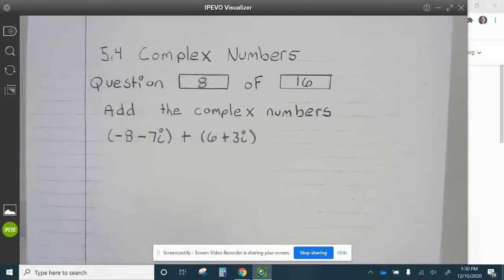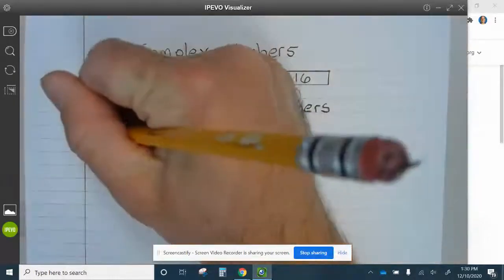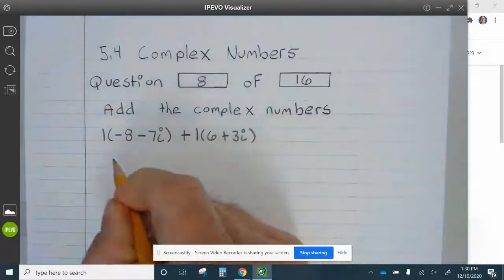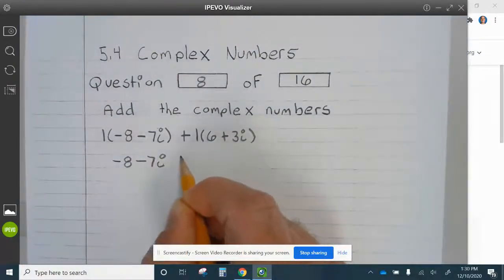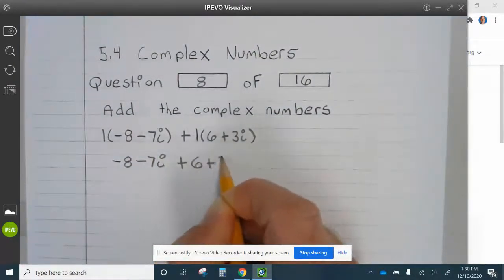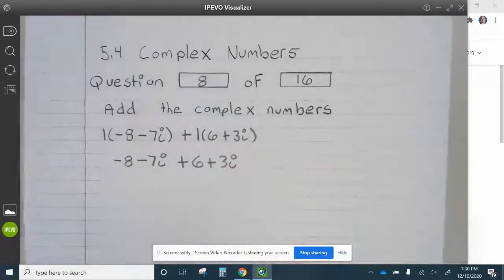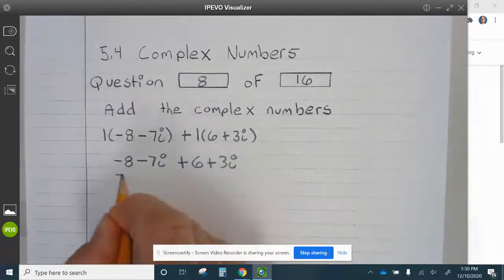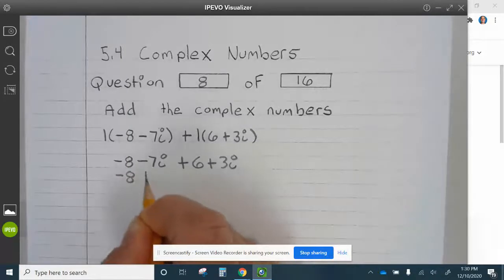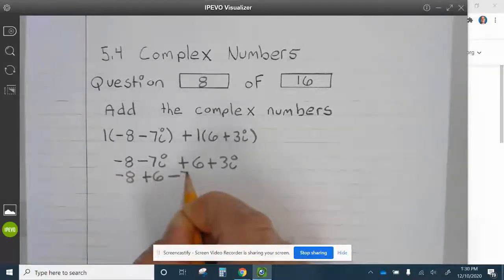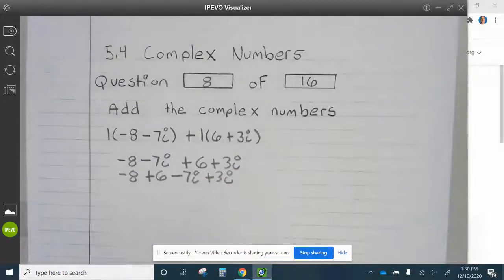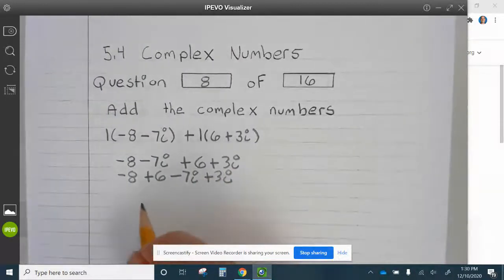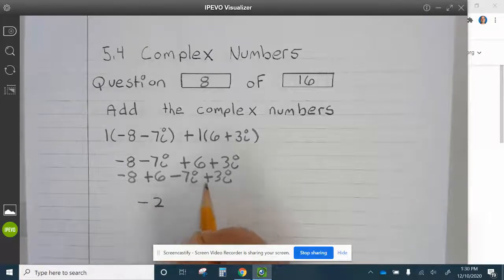Question 8 of 16. Add the complex numbers, okay? So put a 1 here, 1 here. That's negative 8 minus 7i plus 6 plus 3i. Okay? We're going to group the negative 8 plus 6 together, and then the minus 7i and the plus 3i together. Okay? Well, negative 8 plus 6 is negative 2, and then negative 7i and 3i is minus 4i.